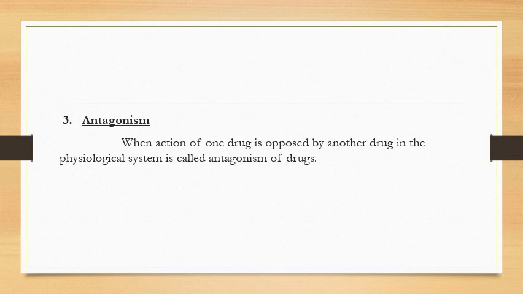Let's see the definition now. When the action of one drug is opposed by another drug in the physiological system, it is called antagonism of drugs, right? There are many examples, but first you need to know the types, and then under those types come the examples. There are basically four types of antagonism, and you have already studied that. You will be answering me the definition and the types of antagonism in your assignment.